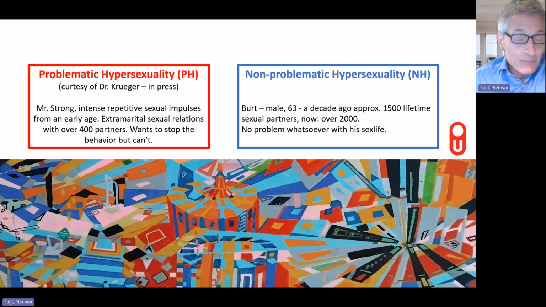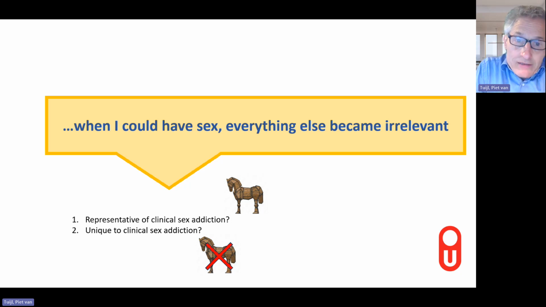And in blue we have Bert, who is 63, who has over 2,000 lifetime sex partners, but he has no problem whatsoever with this. So how can we distinguish these two with a good questionnaire on sex addiction? I will show you an example of an item that is currently used in the newest questionnaire for this purpose. When I could have sex, everything else became irrelevant.